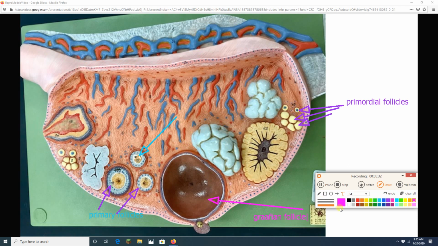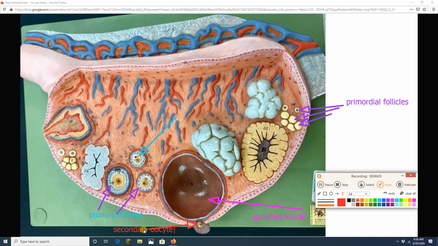We can actually see a little cell, a little secondary oocyte right here being expelled from the ovary, and it's going to be swept into the fallopian tube. So that little cell right there is a secondary oocyte. Now, once that Graafian follicle ruptures during ovulation, which, by the way, happens on day 14 of the cycle, with day 1 being the first day of menstruation.